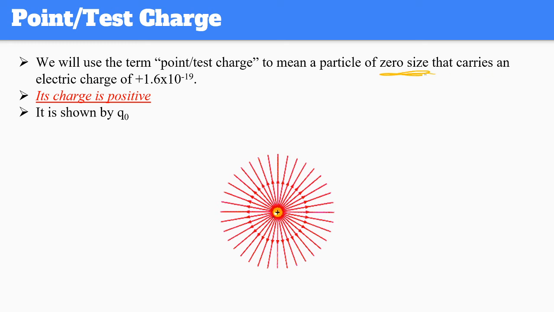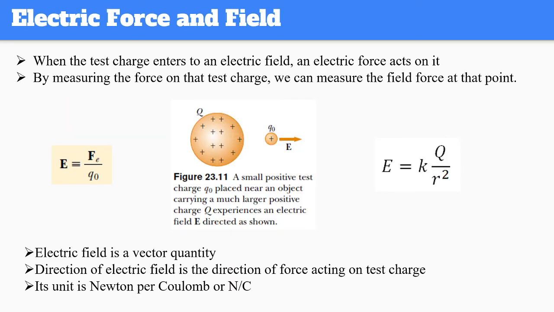It has zero size, and the charge of this guy is the charge of a proton. So it's 1.6 times 10 to the power negative 19 coulombs. And the charge is positive, and it is shown by Q0. That's the definition of a test or point charge.